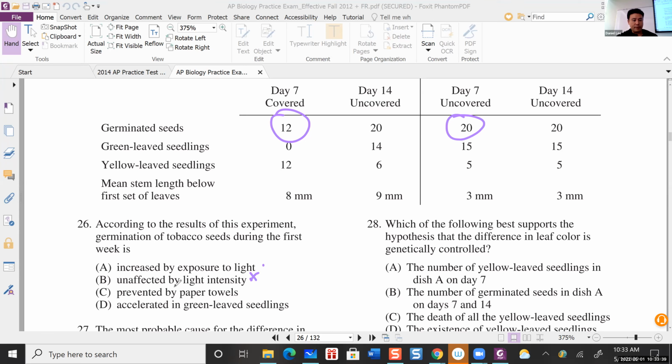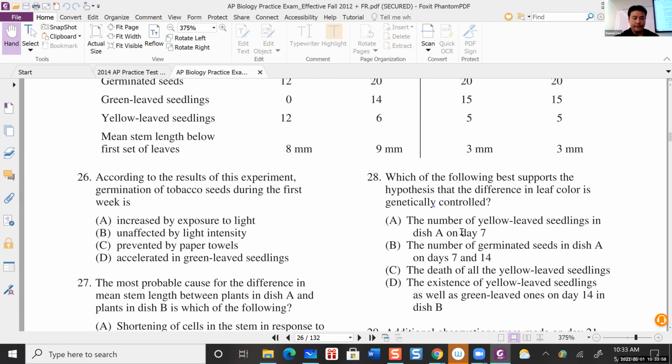Prevented by paper towel, no. Accelerated in green leaf ceiling. And that's A, right? Pretty simple. 12 versus 100% versus like 60%, right? 12 over 20. All right, that's the answer there. Let's look at the second one.